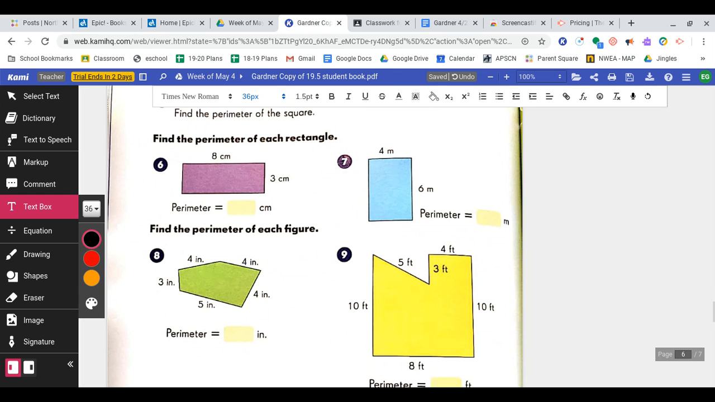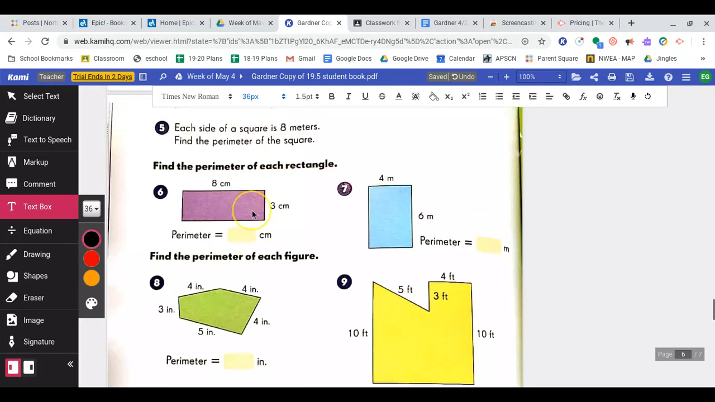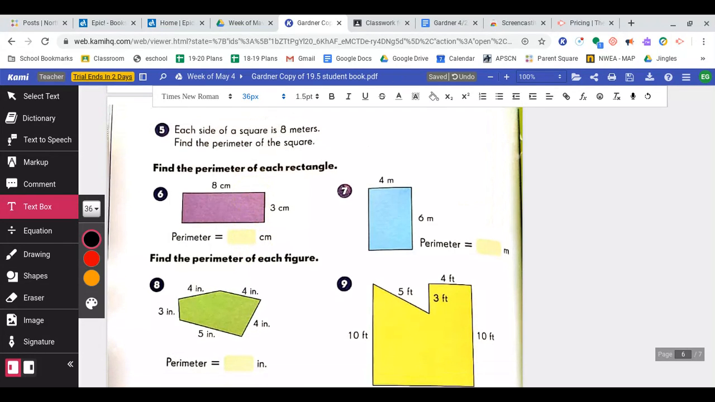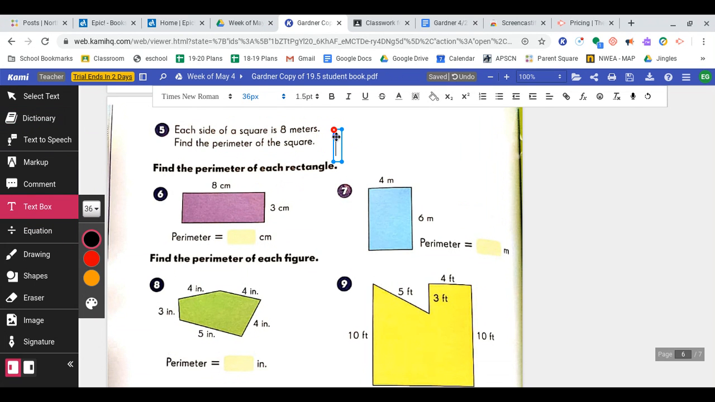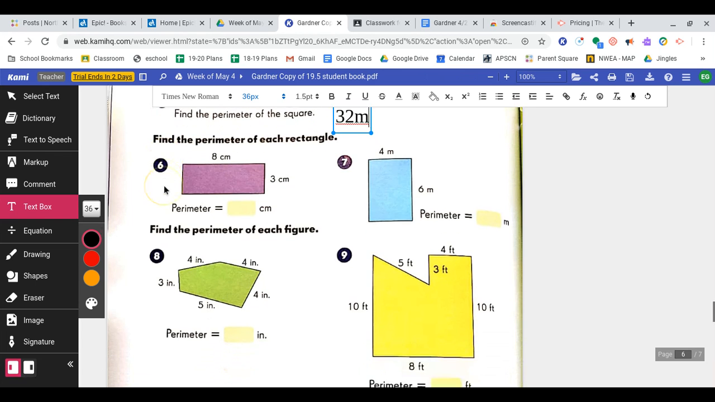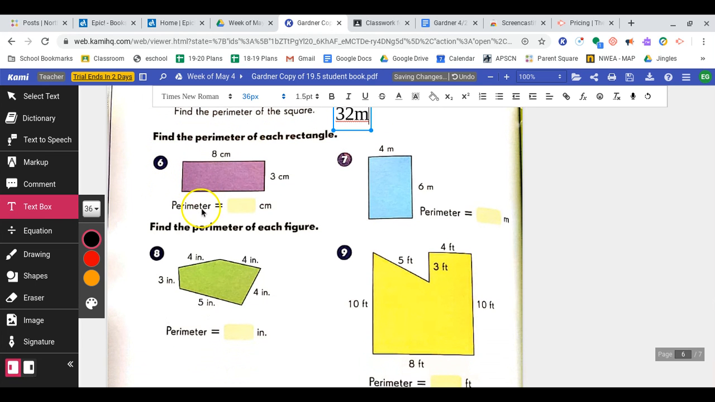Okay, now it says each side of a square is 8 meters. Find the perimeter of a square. Can we do that? Yeah, if it's a square, we know all sides are equal. So 8 times 4 is 32. Now, what is our unit of measurement? Meters. So we need to put M for meters in our answer. The perimeter of each rectangle we'll find next.